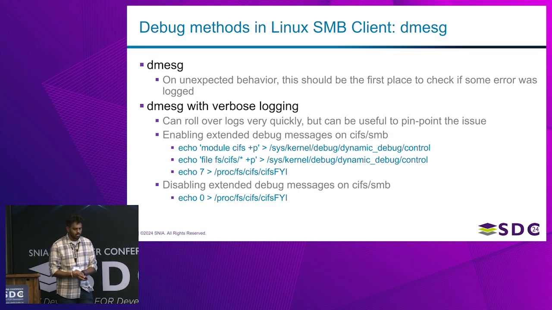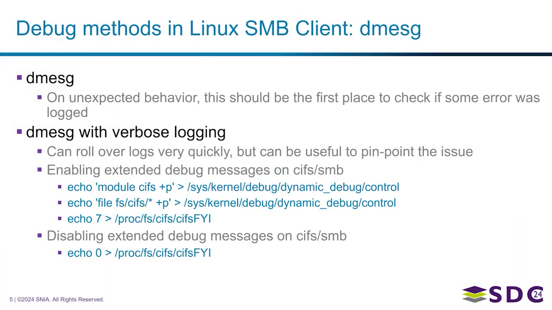Today I'll be covering the traditional debug methods that we have, and also what Microsoft, my team, is looking at to improve the debuggability aspect of the Linux client. So we have dmesg, which is one of the traditional ways of looking at the kernel logs, and cifs is a part of the kernel. We can look at dmesg whenever something bad happens with the Linux client. It shows the critical logs.